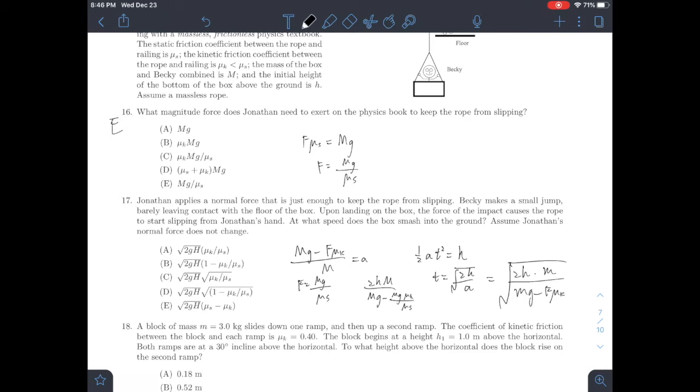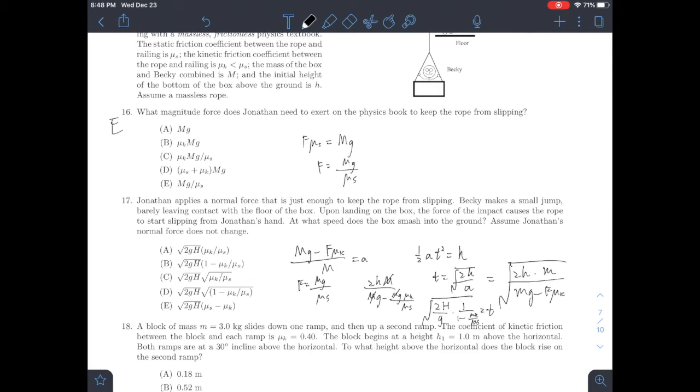So now this should be the time it takes for it to fall. Then the time it takes to fall times the acceleration will be the speed it hits the ground. So now let's calculate the speed. But before that, let's simplify a little bit more. So we have 2h over g times 1 divided by (1 minus mu k over mu s). Okay, so that's the time it takes.